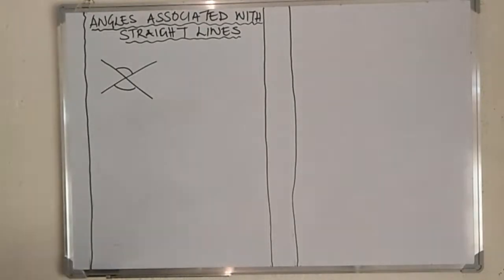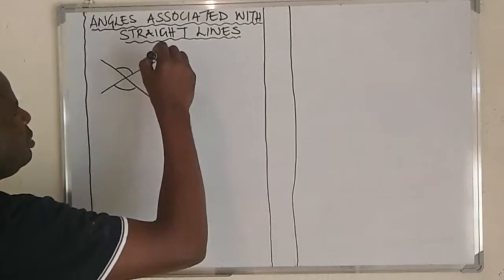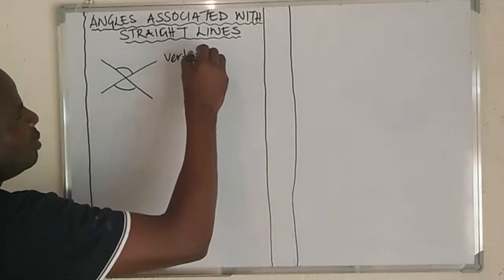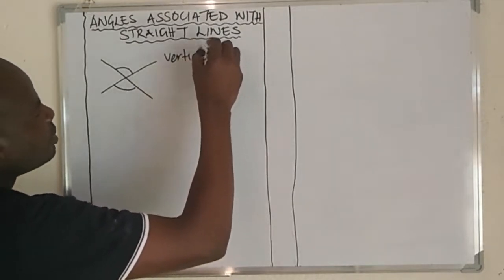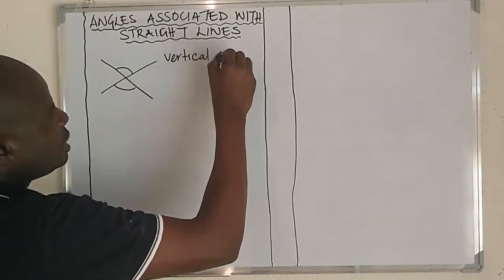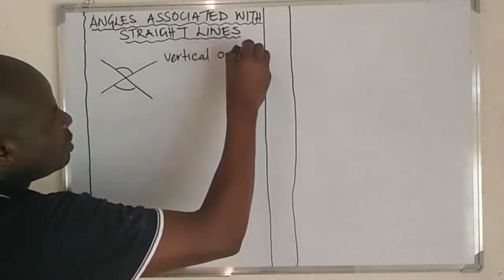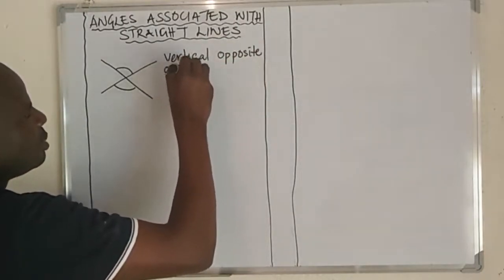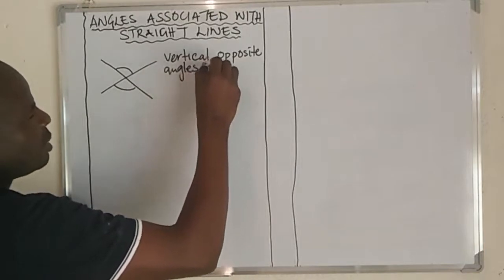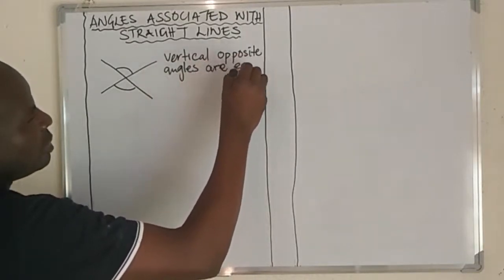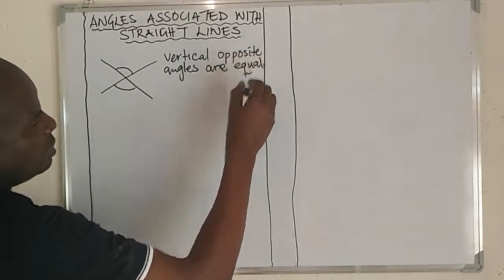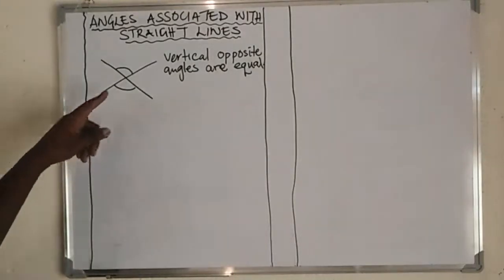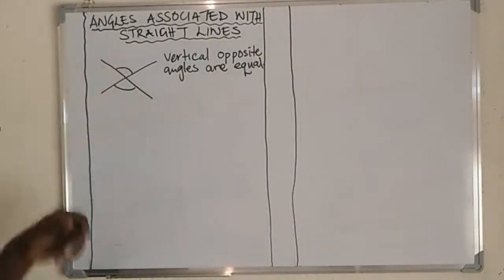So mathematically, we usually say vertical opposite angles are equal. So I say vertical opposite angles are equal, meaning this angle is equal to that angle.